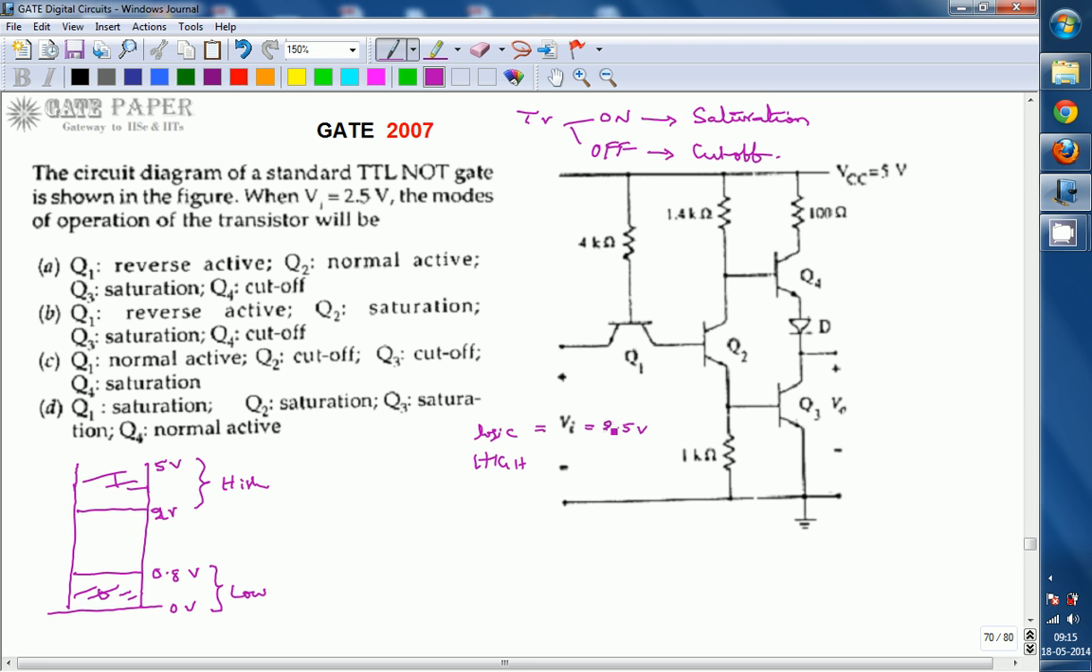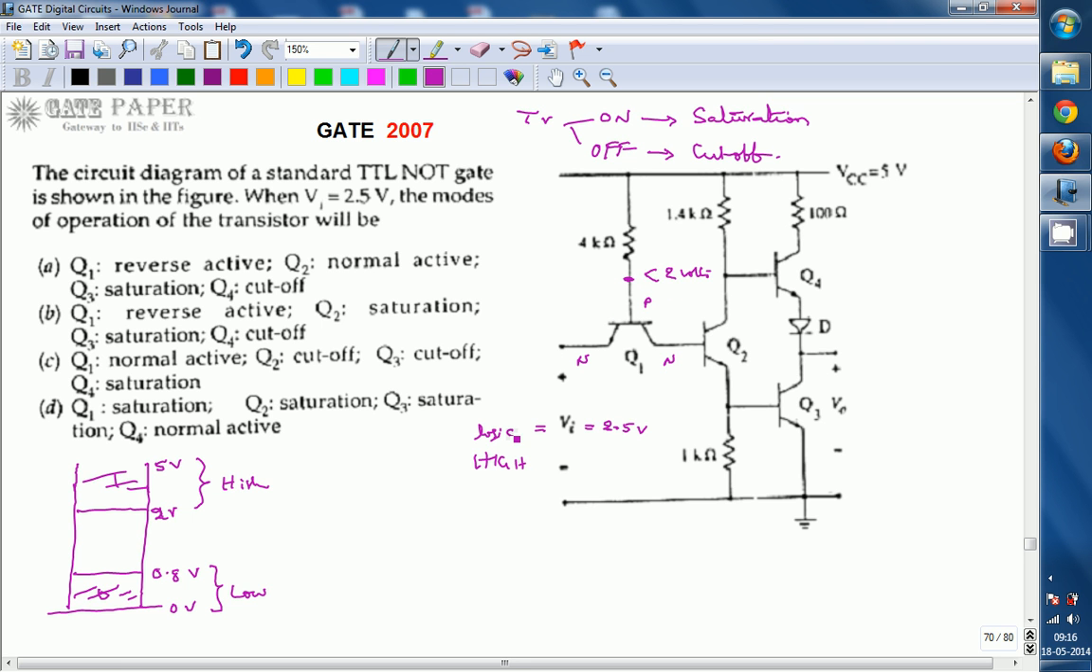Whenever you are applying logic high, note that this is an NPN transistor. On the N side you are applying logic high, which is the maximum voltage for the N side, and for the P side you are applying 5 volts through a resistor of 4 kilo ohms. So the voltage across this one is going to be lesser than 2 volts. Remember that one. If the other parameters are given, the voltage across this P side is going to be less than 2 volts.